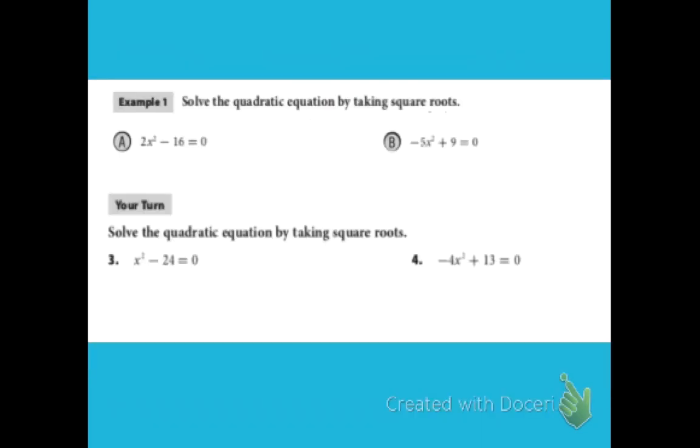Let's go ahead and turn the page. And we're going to take a look at just practicing a few of these square root equations. We'll do a couple together, and I'll have you pause the video and try a couple on your own.